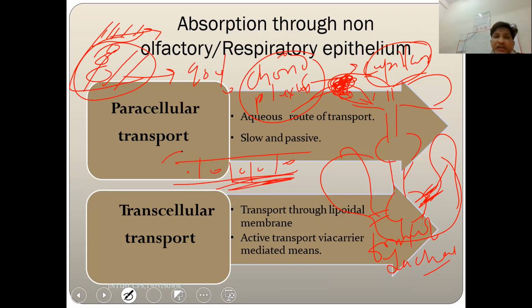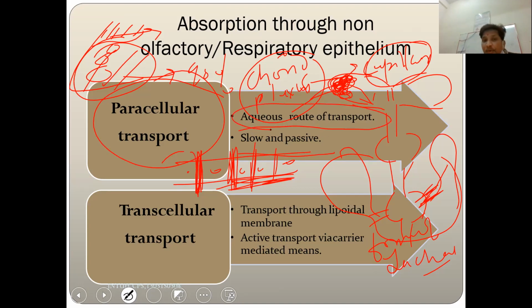When the absorption occurs between the cells, or by opening of the channels, it is called paracellular transport. This is a slow transport between the cells, and it is especially important for aqueous forms of drugs. So as far as absorption through the respiratory mucosa is concerned, it is of two types, paracellular and transcellular.